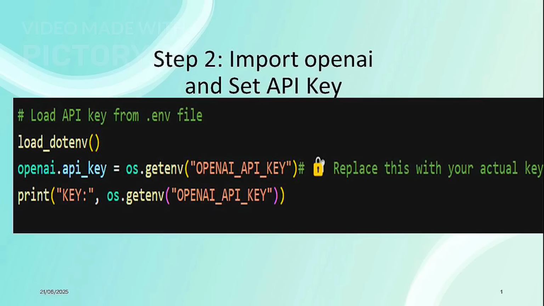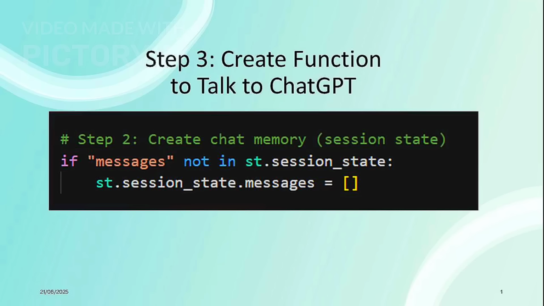Next, we'll import the OpenAI package and set your API key. This step ensures your chatbot can communicate with the OpenAI servers, unlocking its potential to interact and respond intelligently. Now, let's create a function that allows your chatbot to converse with ChatGPT. By setting up chat memory, your chatbot can maintain context and provide more coherent responses.